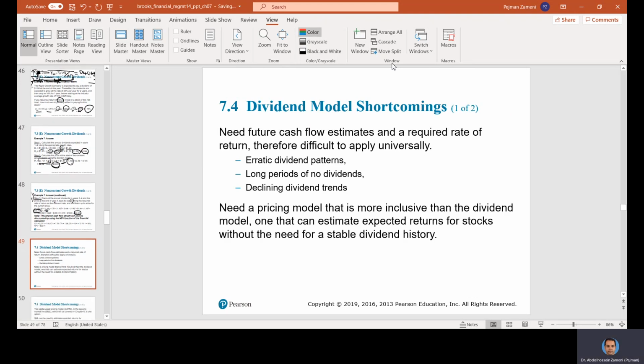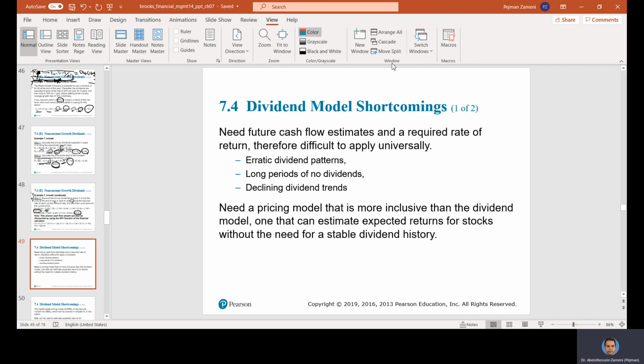Of course, no model is a perfect model, and the dividend discount model also has its own shortcomings. Let's see some of these shortcomings. It needs future cash flow estimates and a required rate of return, therefore it is difficult to apply universally. We are not sure how much dividend would be paid, how much would be the growth rate of the dividends, and how much the stock could be sold for. Irregular dividend patterns, long periods of no dividends, and declining dividend trends all have an impact on our valuation.